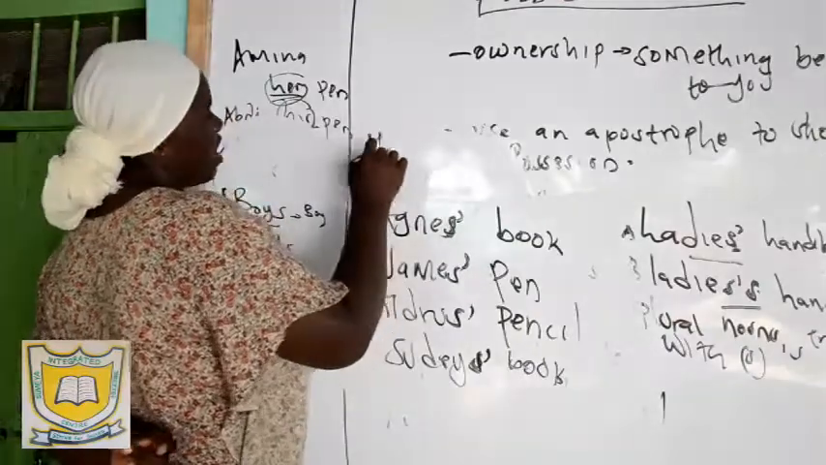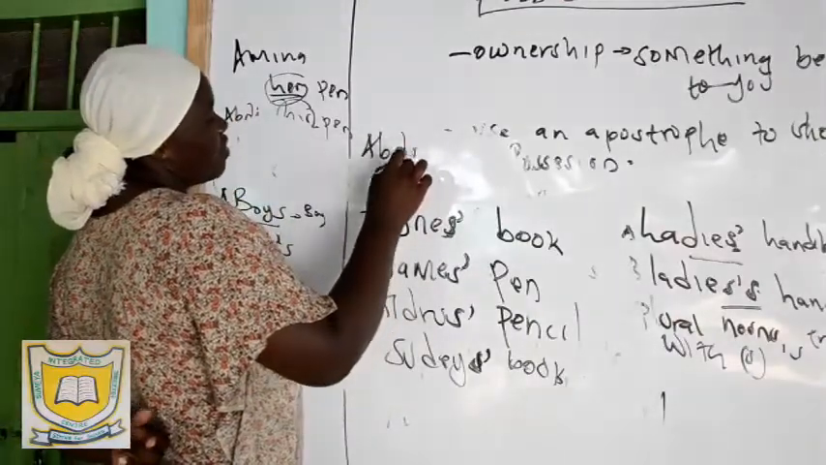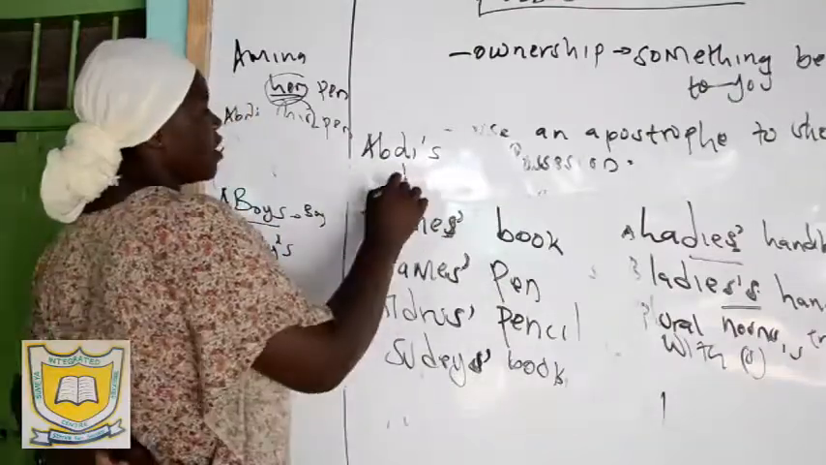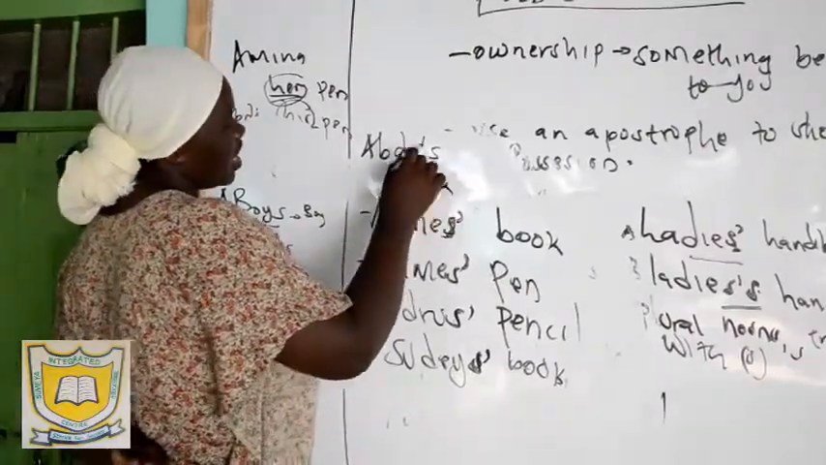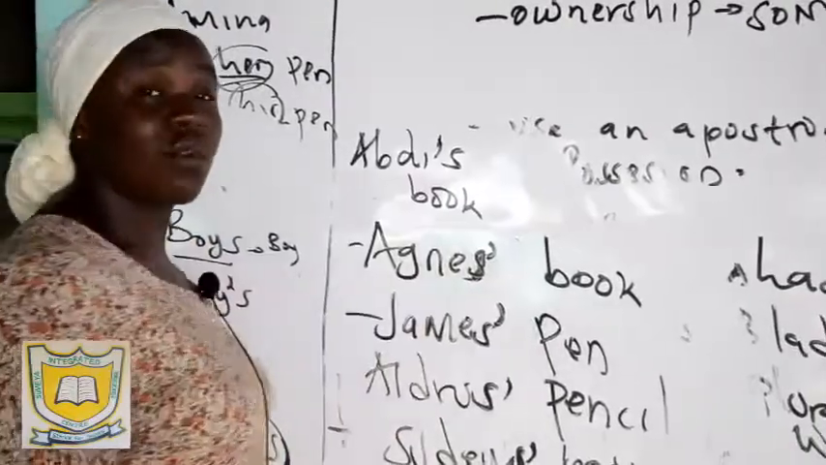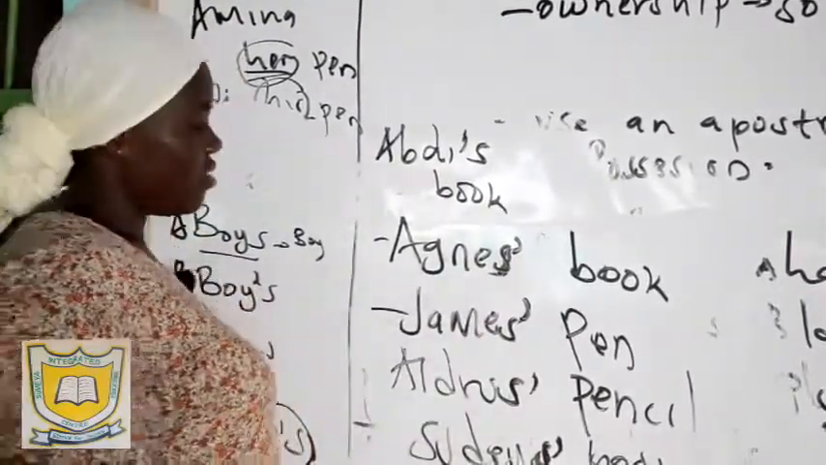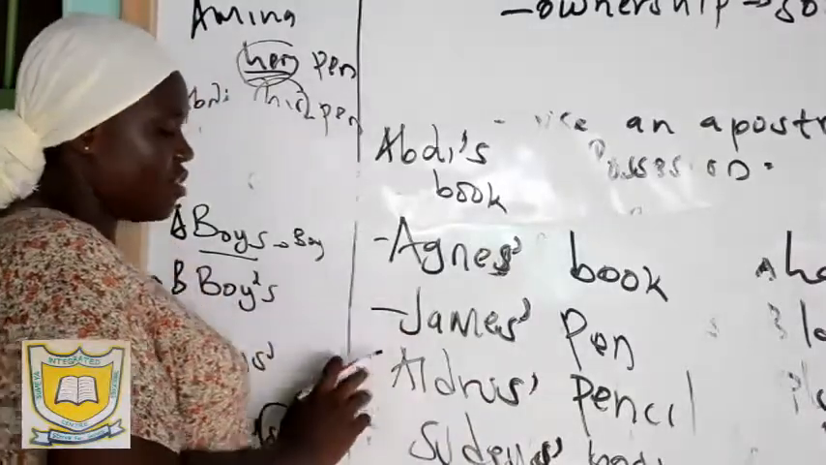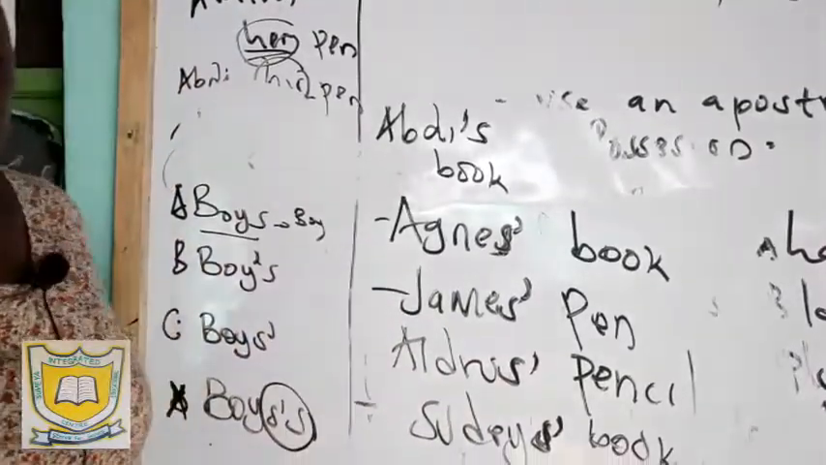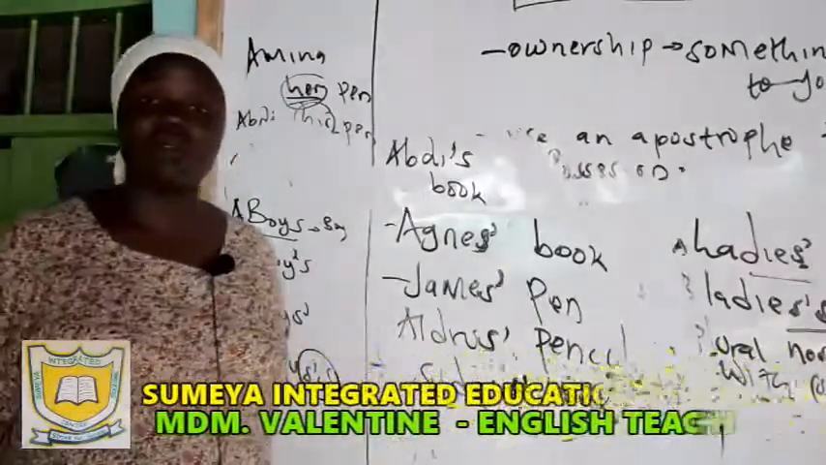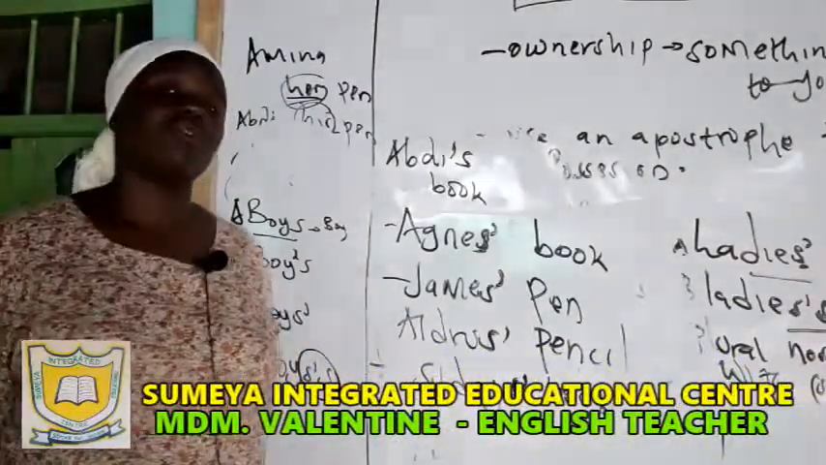For example, I have Abdi. If I want to show possession of Abdi, I say Abdi's book. I have Abdi, the name, apostrophe, and then an S to show possession. But it does not apply to those names, for example Agnes, James, Idris, and Sudais, that end with an S. If they end with an S, and you want to form the possessive, you simply add an apostrophe to show possession.